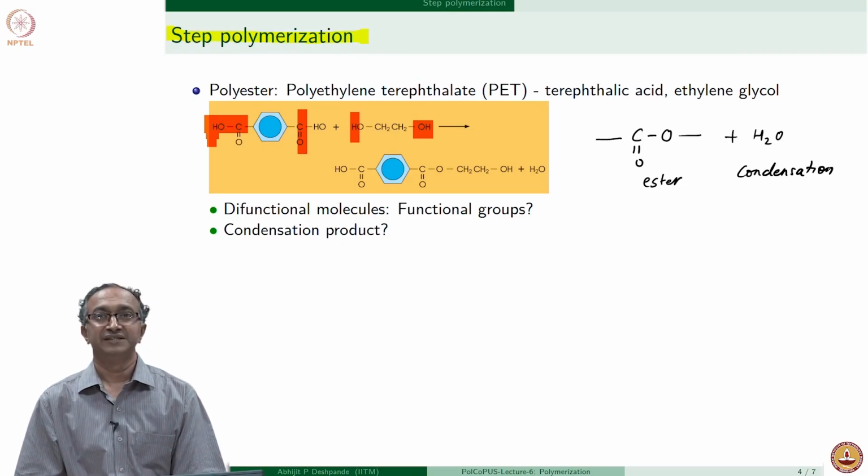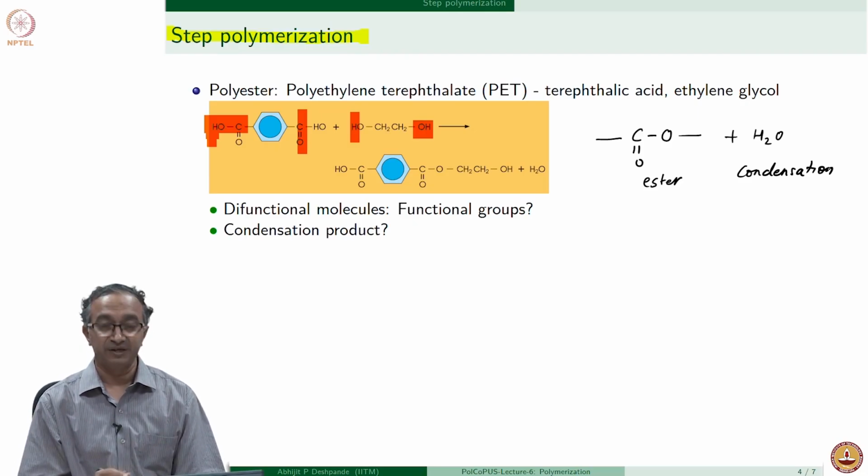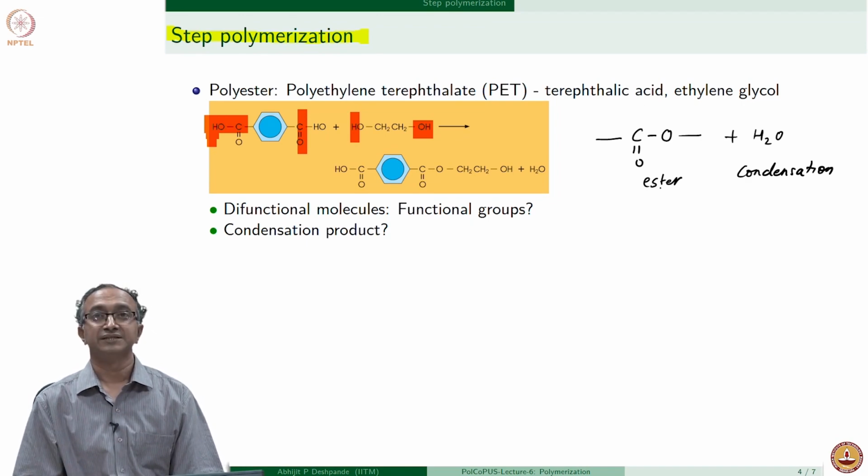So what we have in this case are molecules with some functionality, in this case difunctionality, and when these molecules react, we form the macromolecule. And it's called step because each time there is a reaction between an N-mer and an M-mer.